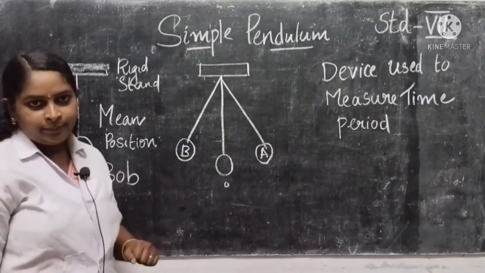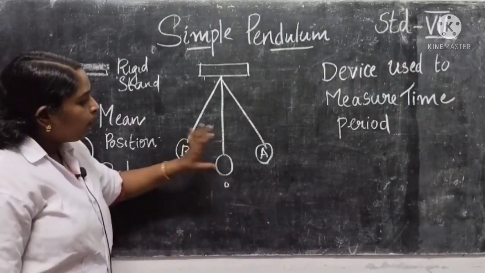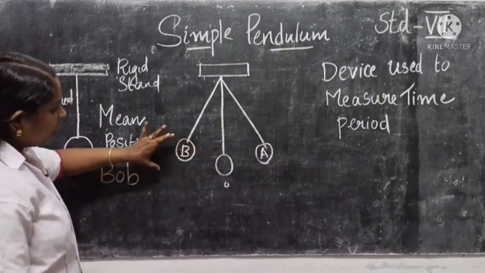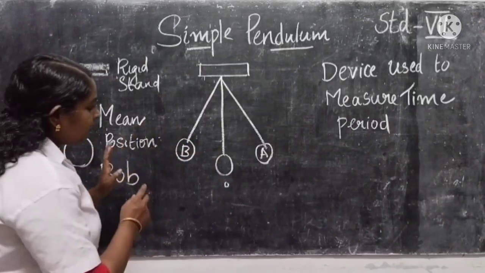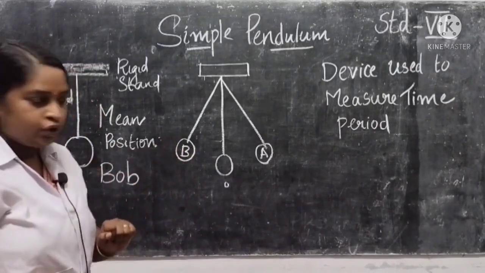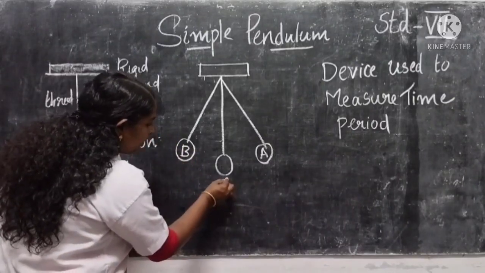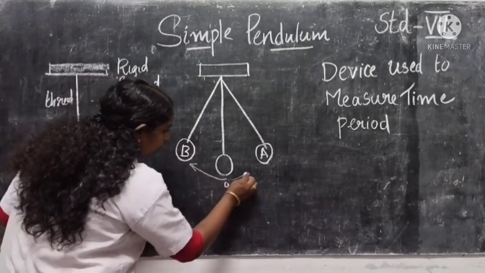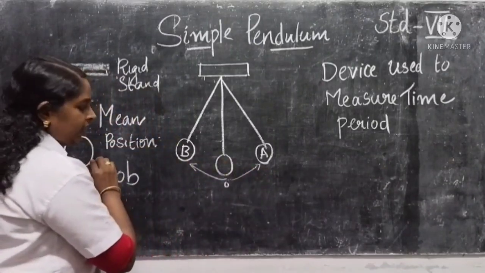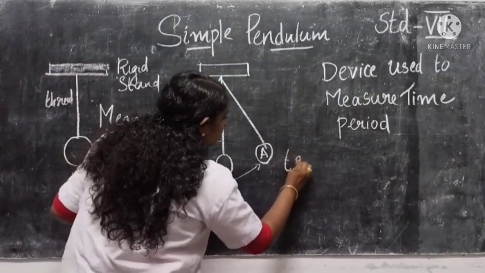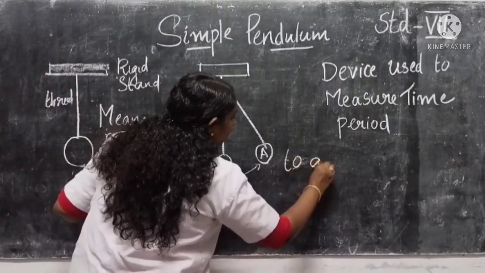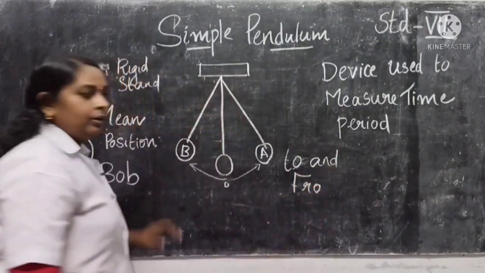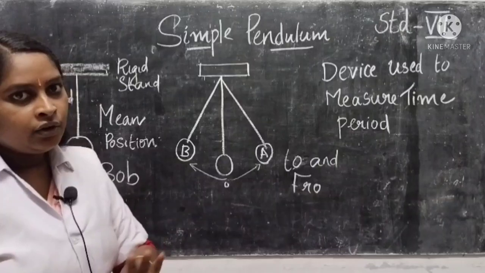Moving on to the next figure. In this figure, when the bob of the pendulum is taken slightly to one side and released, it moves to and fro. That is, it moves from one side to another, and this motion is known as to and fro motion. The motion of a pendulum is known as to and fro motion.